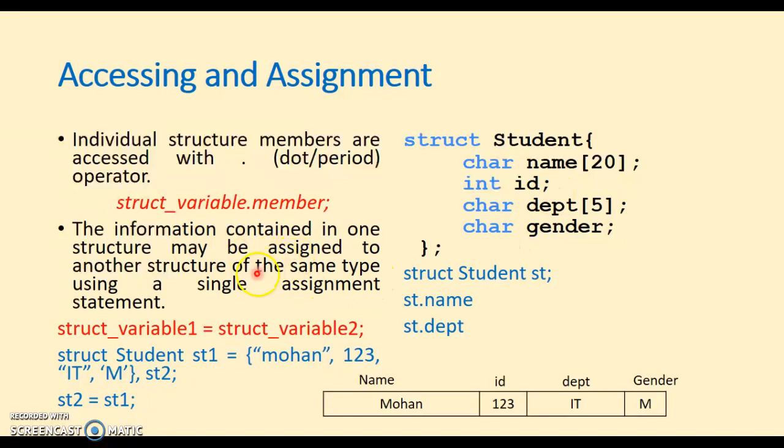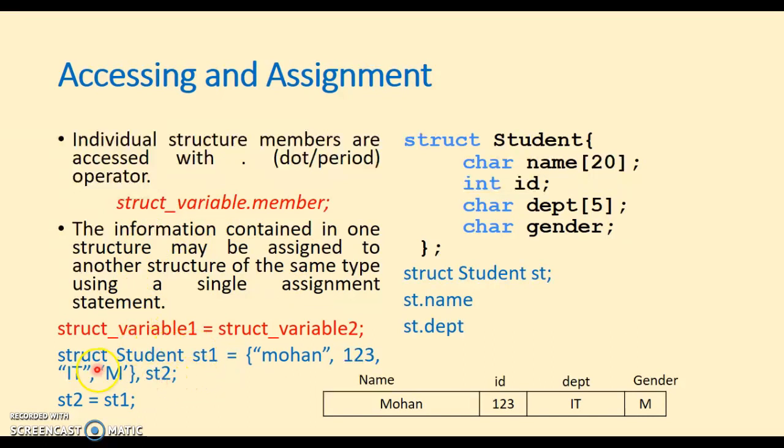The information contained in one structure may be assigned to another structure of the same type using a single assignment statement. That is, no need to assign each and every field of the structure members to another structure. If you need a structure variable of the same type with the same values, we need to assign one more variable. We can assign directly like simple types. The general syntax is struct variable 1 is equal to structure variable 2. In this, the second structure variable's values are completely assigned to the first structure variable.